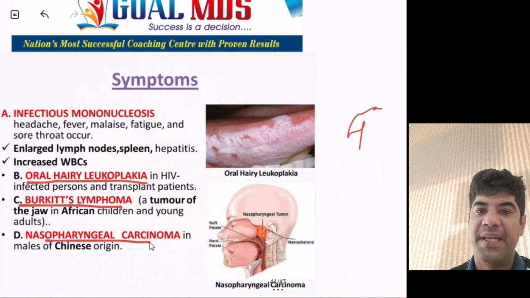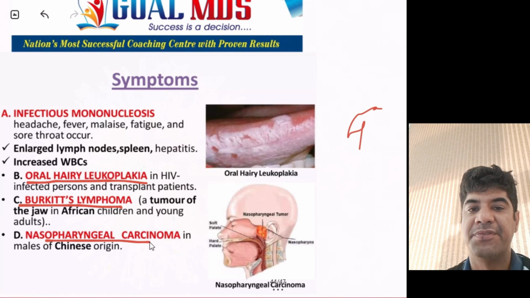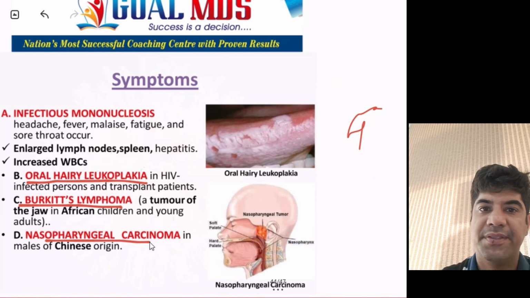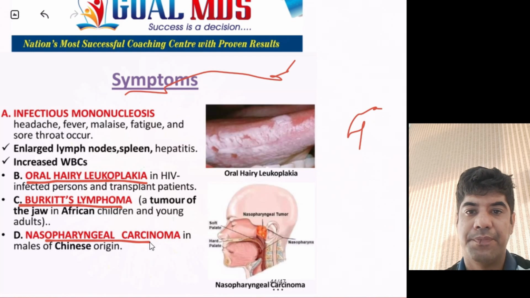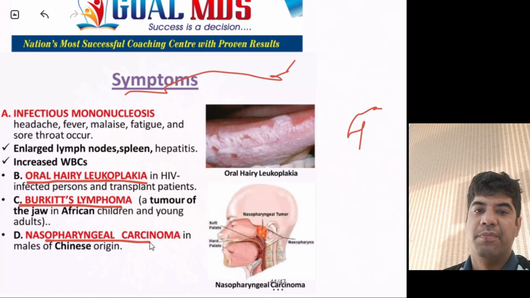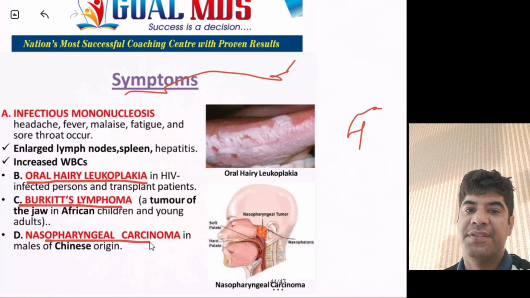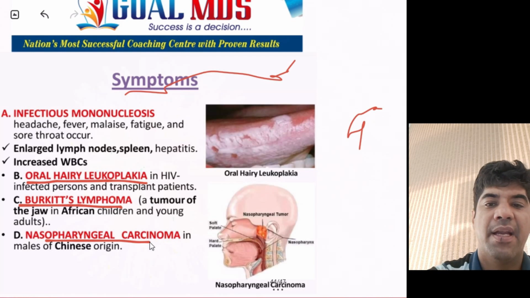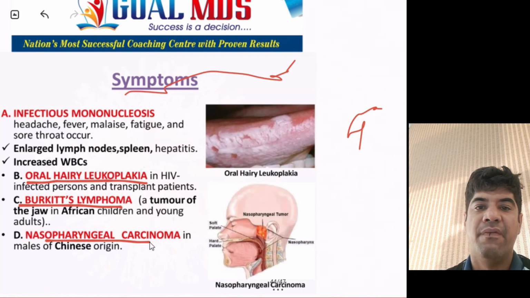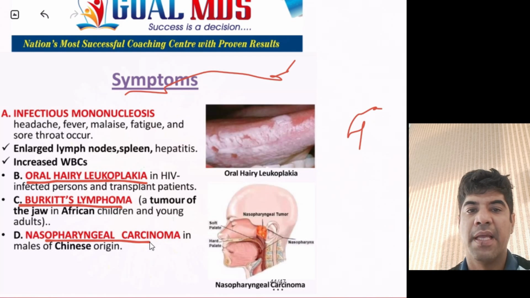Antibiotic avoidance: ampicillin, amoxicillin and other penicillins should be avoided, as they can cause a skin rash in patients with infectious mononucleosis. Corticosteroids: some clinicians may use short-term corticosteroids to reduce the acute symptoms. Corticosteroids may be considered for severe complications like airway obstruction, hemolytic anemia, and thrombocytopenia. Antiviral drugs like acyclovir, valacyclovir, and famciclovir can be given.